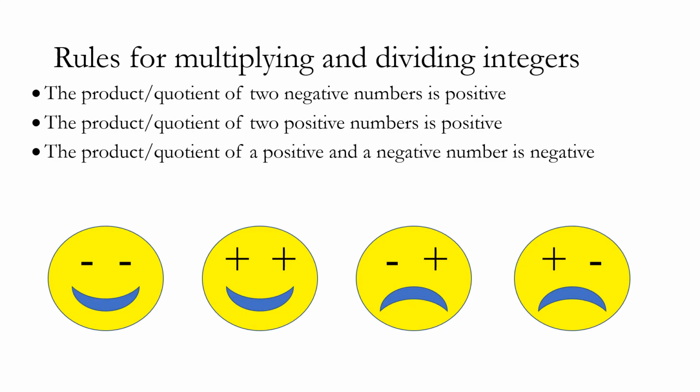So the rules for multiplying and dividing integers: the product or quotient of two negative numbers is going to be positive. The product or quotient of two positive numbers is going to be positive. And the product or quotient of a positive and a negative number is going to be negative. And I made this little chart to help us remember that.